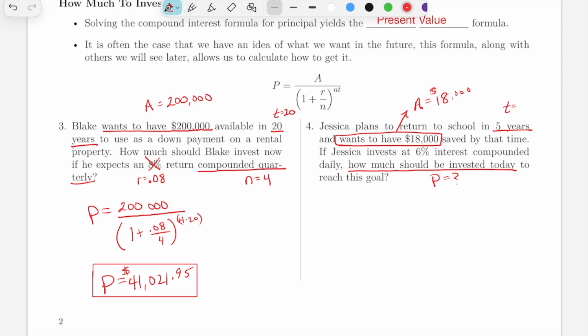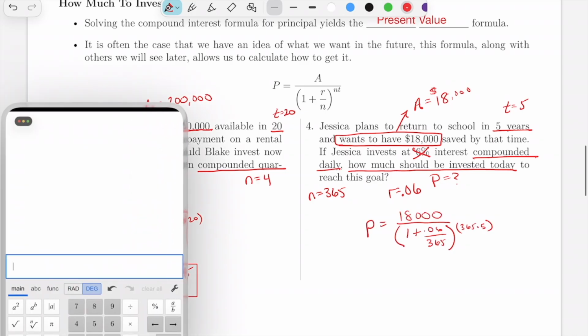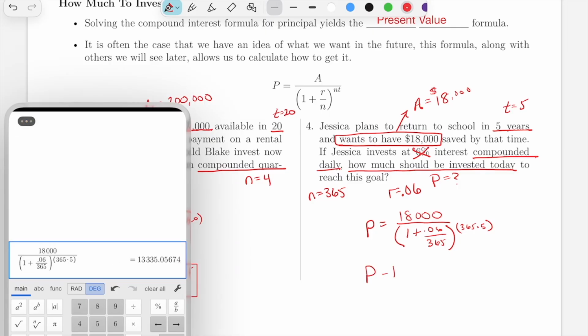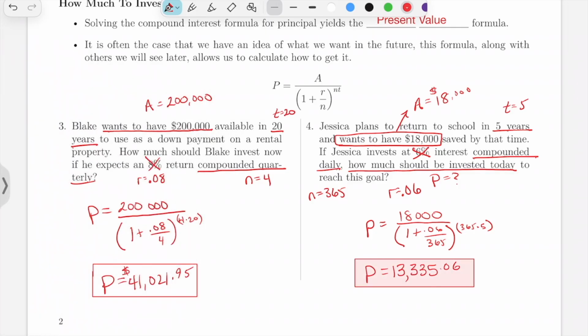5 years, that's our time. I see 6% interest, so R is going to be 0.06. And then I do see compounded daily. That means N is 365. When we go through and substitute everything into our formula, and then we plug this into our calculator, we do end up getting a little over $13,000. If she were to invest this much right now, then in 5 years from now, she would have approximately $18,000.